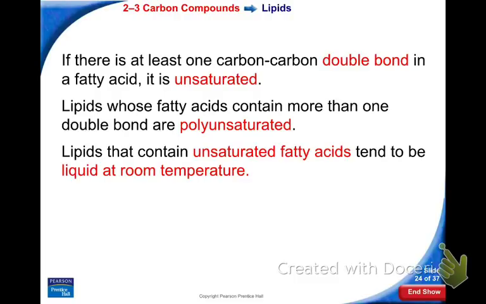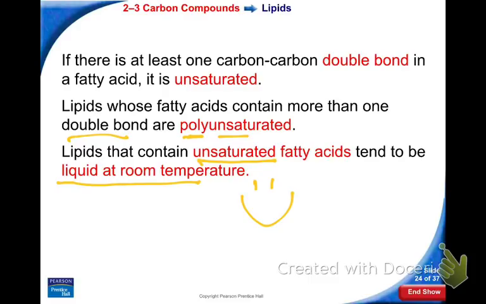Okay, so if you have a double bond, you have an unsaturated fat. And if you have a bunch of double bonds, it's a polyunsaturated fat, many unsaturated carbons. A good key to ask yourself: is this a saturated fat or an unsaturated fat? If it's an unsaturated fat, it's going to be liquid at room temperature, and that is good. Liquid at room temperature.